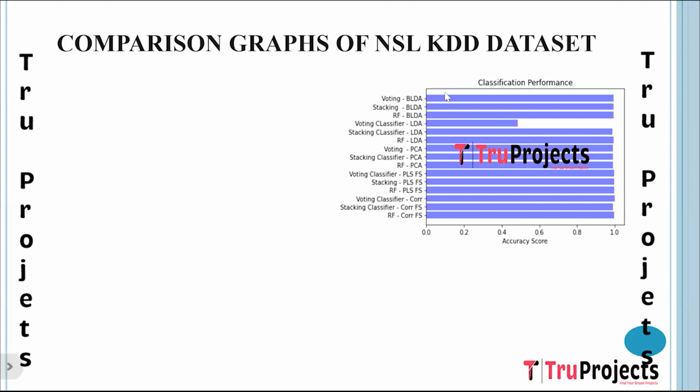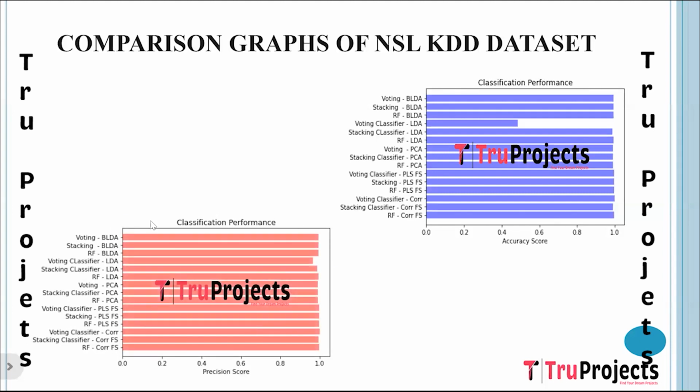This is the accuracy comparison graph. On the x-axis, we have accuracy score, and on the y-axis, we have algorithm name. Accuracy is a measure of the overall correctness of a classification model. It calculates the ratio of correctly predicted instances, both true positive and true negative, to the total number of instances.